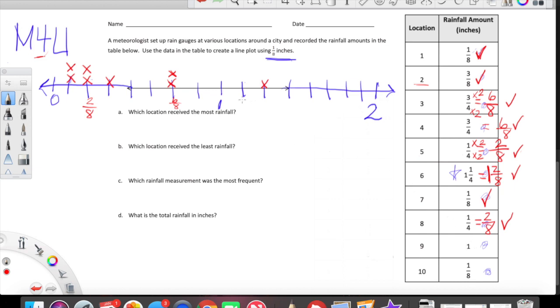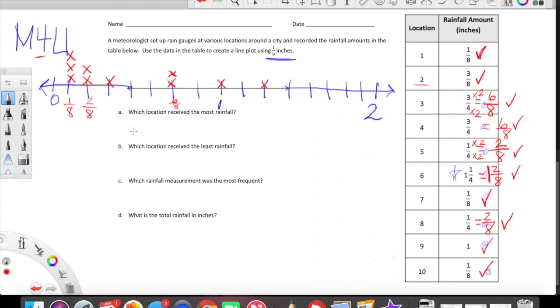Location 9 is 1 whole. Well, I can handle that. Let's put an X on 1 whole. Beautiful. That is handled. And then location 10 is 1/8. This is our third measurement at 1/8, so you guys can see that we have 3 x's there. Beautiful. So we have all of our data plotted on our graph here.